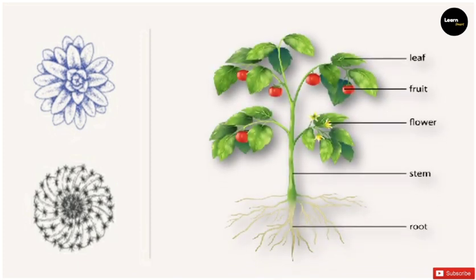We have different body parts that carry out different functions. Observe a plant. Does it also have different parts? Yes, plants also have different parts. The part above the ground is called the shoot. It consists of the stem, leaves, flowers and fruits. The part below the ground is called the root.